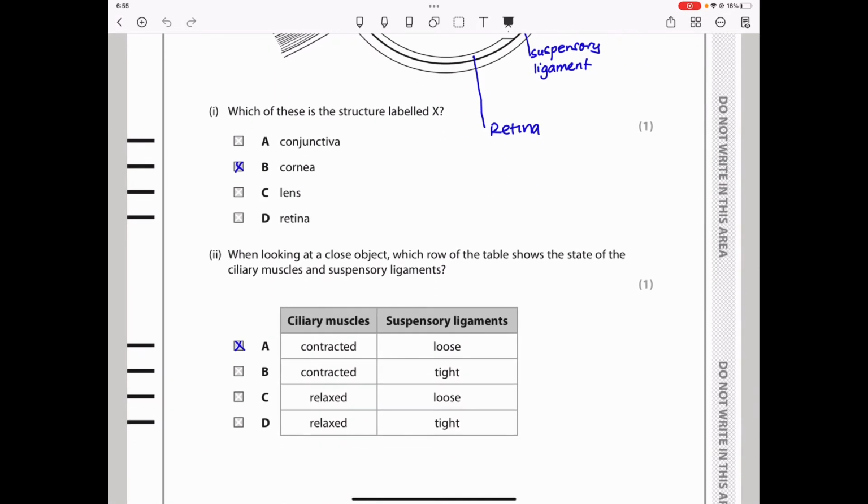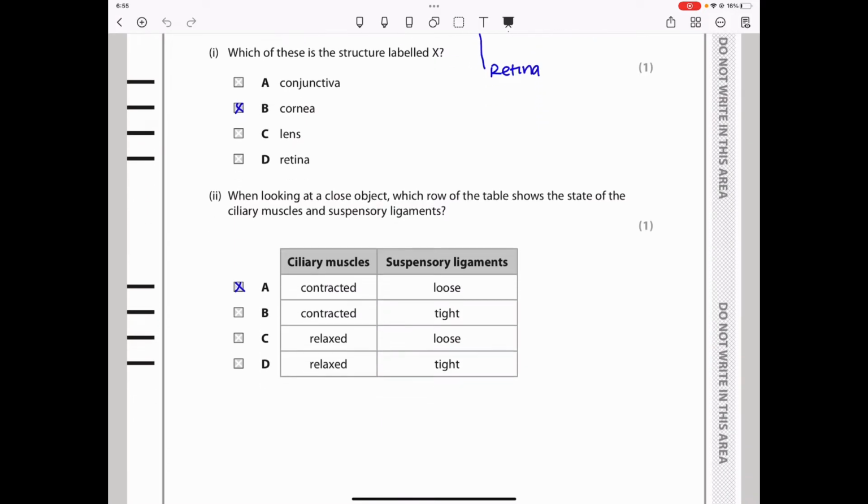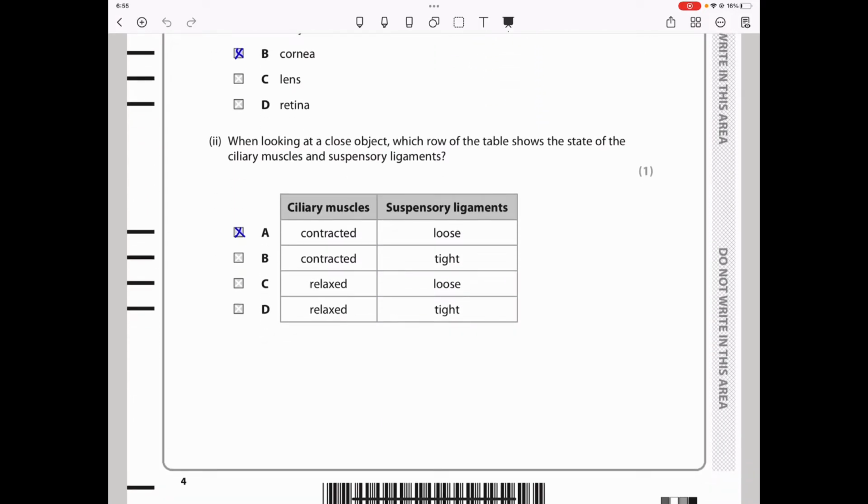The next part says, when looking at a close object, which row of the table shows the state of the ciliary muscles and the suspensory ligament? When you look at an object that is nearby, the ciliary muscles are going to contract, the suspensory ligaments are going to loosen, and when they do that, the lens is going to get an appropriate shape so that the light is bent the right way in order for it to be focused onto the retina so that you can see clearly. I will go to the next page.